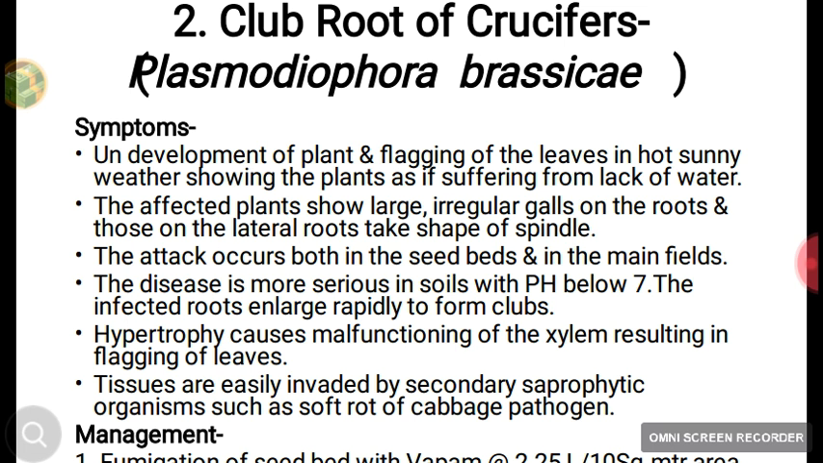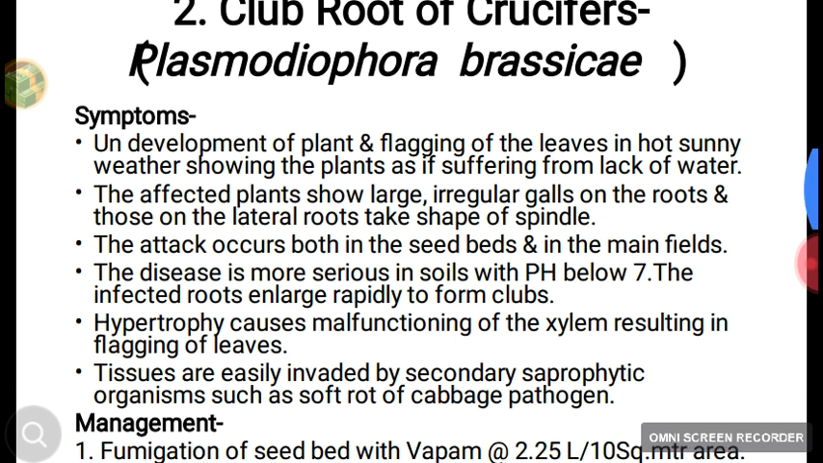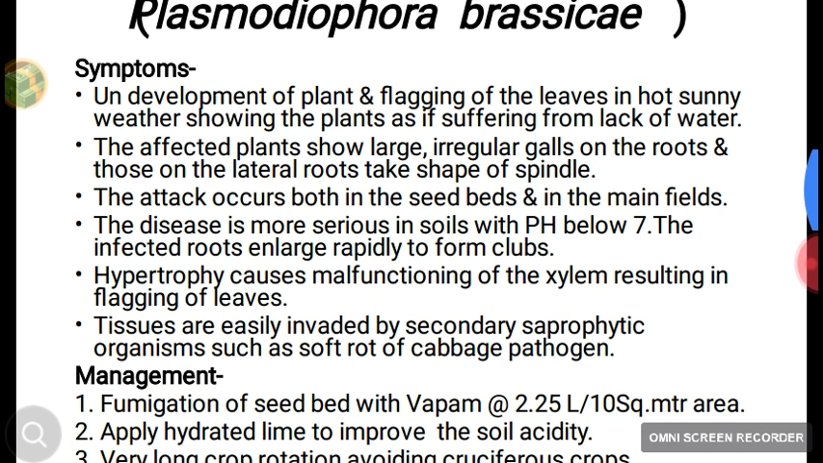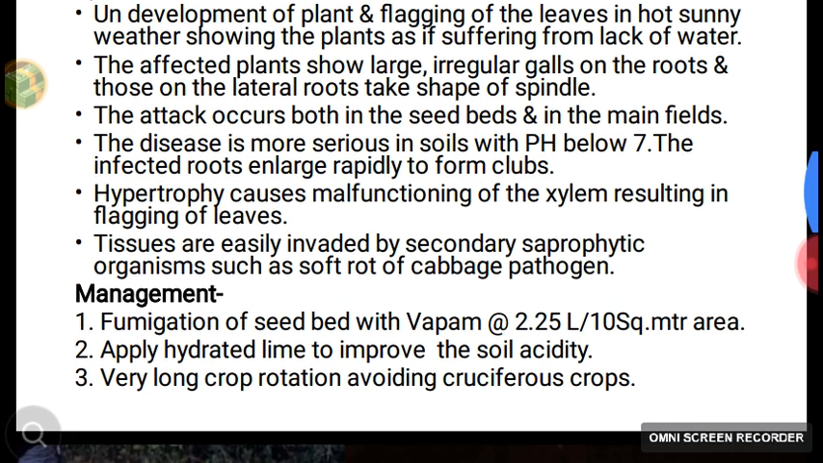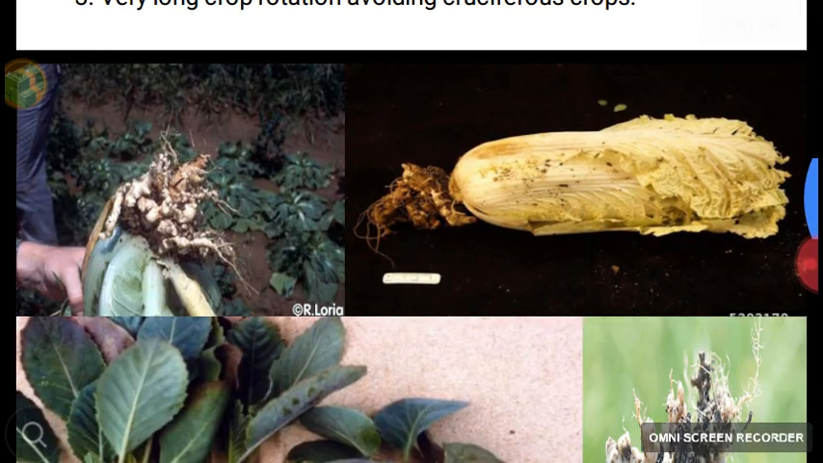The plants show irregular galls on the roots, and the root takes the shape of a spindle, hence the name clubroot. Hypertrophy occurs and causes the malfunctioning of the root. It is severe when the soil pH is below 7, meaning acidic pH. Fumigation of the soil is essential.